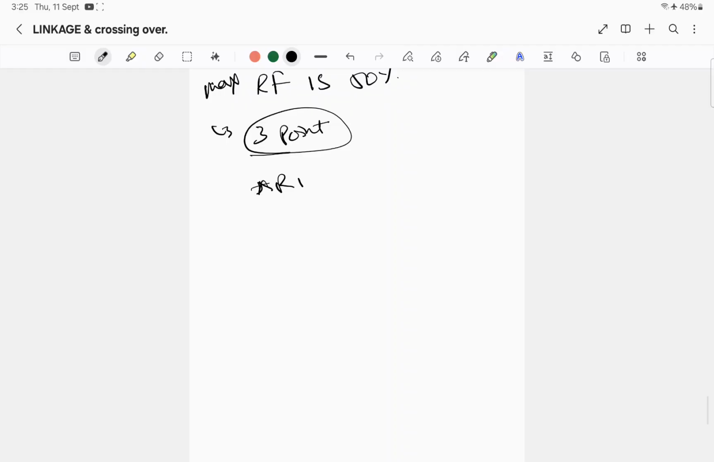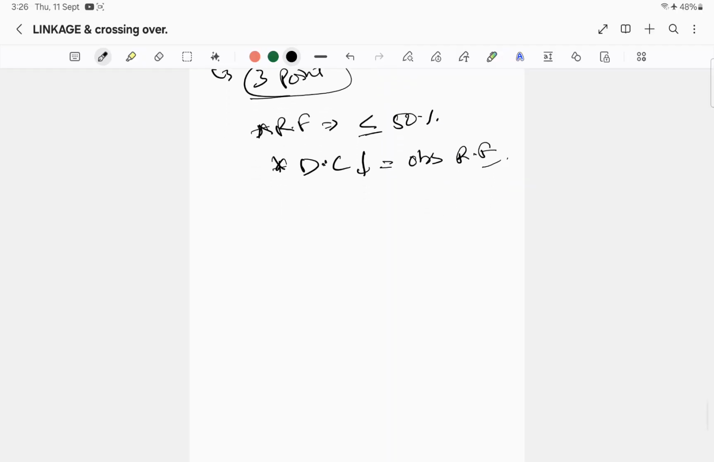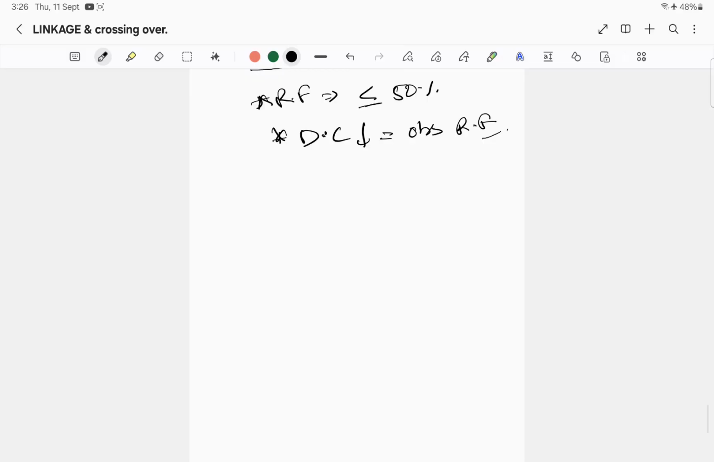So here are the two main points you have to remember. Recombination frequency will always be less than or equal to 50%, and double crossing over reduces the observed recombination frequency, right? So we will be recapping what actually happened.